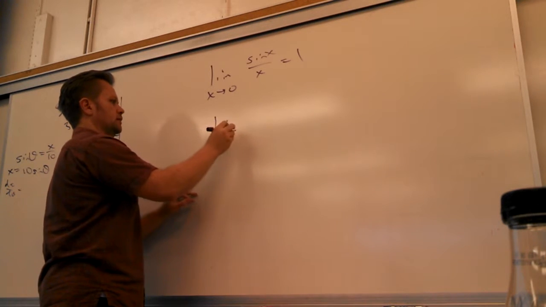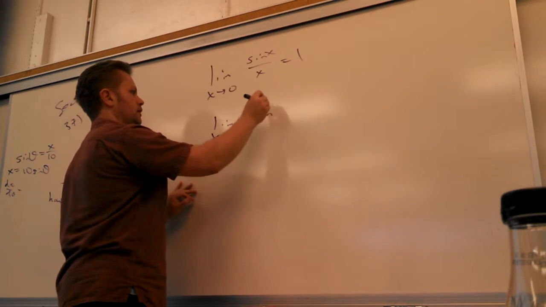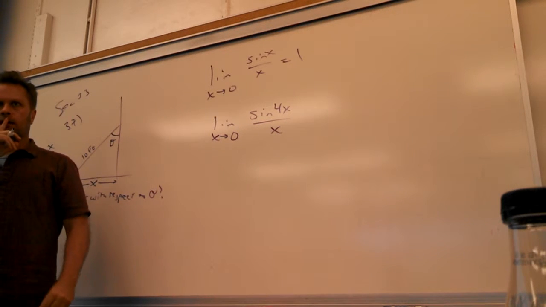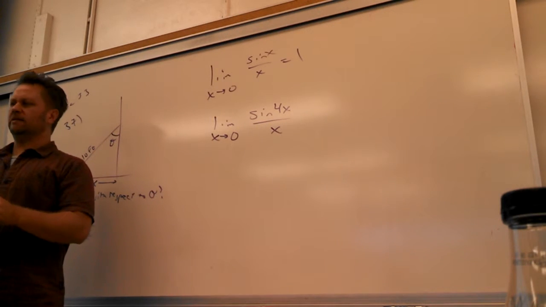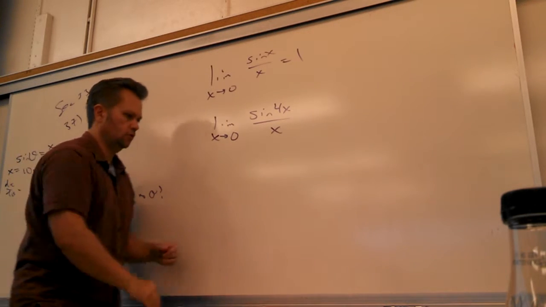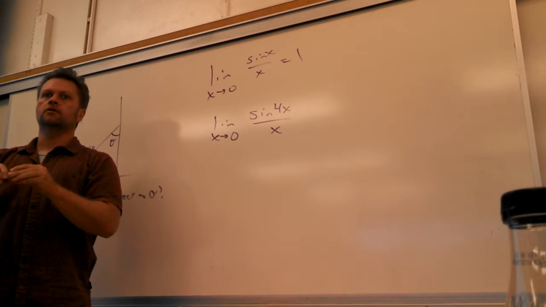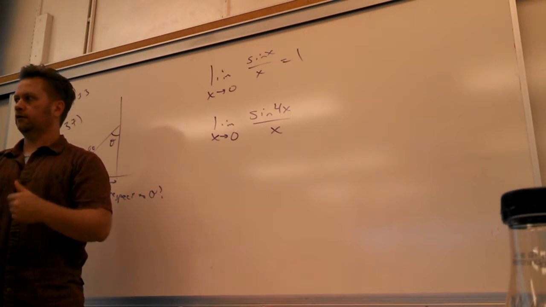If I said, what's the limit as x goes to 0 of sine of 4x over x? Well, you have to get 4. It's not the right form, is it? What's missing? 4. What piece is missing, exactly? The bottom is missing a 4.